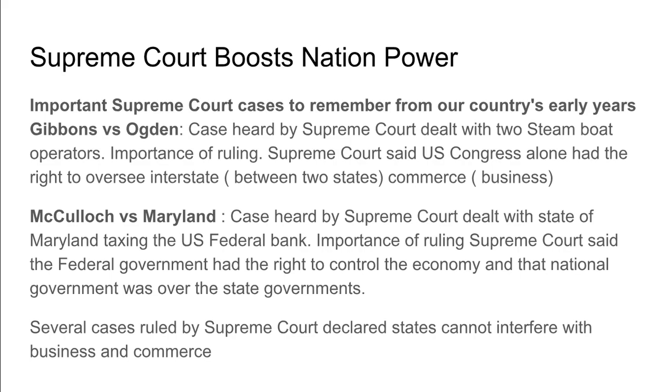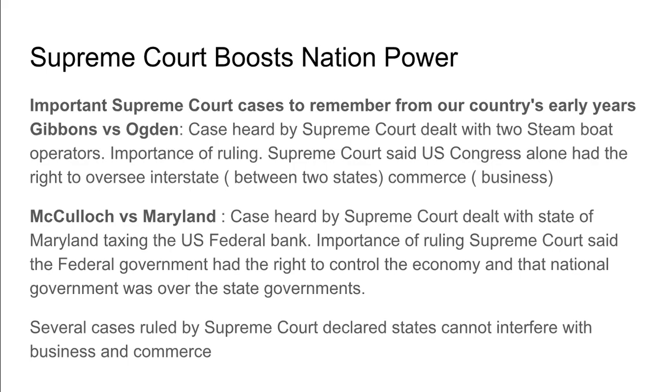The second one dealt with McCulloch versus Maryland. In this, we had the state of Maryland trying to actually break the U.S. bank by taxing it. The state of Maryland was taxing the U.S. federal bank and trying to collect revenue for the state of Maryland. And the Supreme Court said, no, you do not have the right to tax a federal bank.